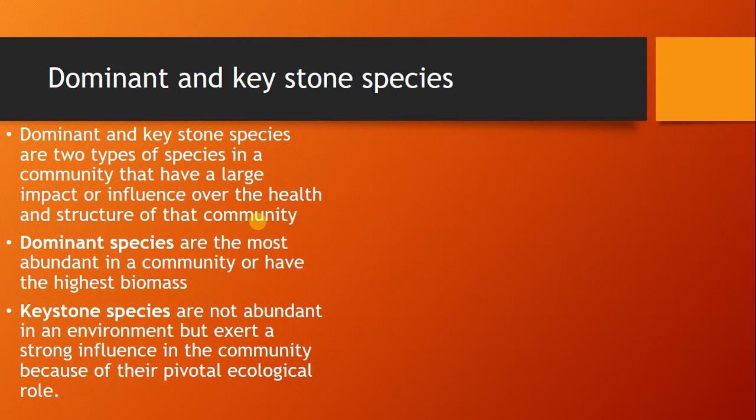For example, because they provide shelter for a lot of other organisms. Many burrowing creatures are keystone species because they till up the soil and provide homes for a lot of other organisms. So dominant and keystone species both have large impacts over the health and structure of a community.